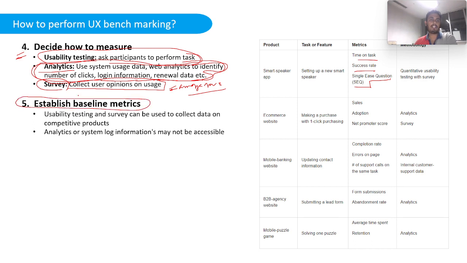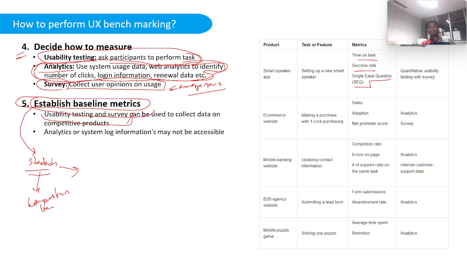Now establishing baseline metrics is the same as I discussed previously. You need some sort of standard frame of reference. When you do competitive benchmarking, or you want to compare your own version of the product, you first need to establish the baseline metrics. For that, if it is a competitive product, you perform usability testing as well as surveys. But if your product is not a competitive product, you can use all three methods.